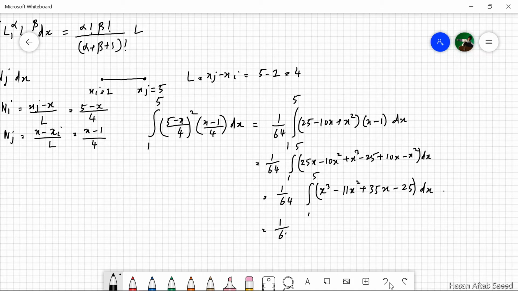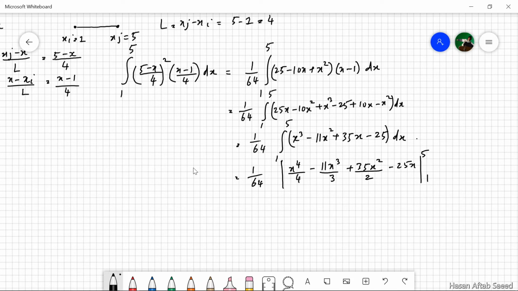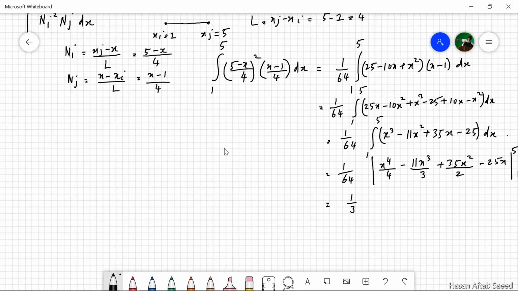which becomes x cubed minus 11x square plus 35x minus 25, which is, let's integrate this: x to the 4 over 4 minus 11x cubed over 3 plus 35x square over 2 minus 25x. We'll take the limit from 1 to 5, and taking the limit, we can verify that this turns out to be 1 over 3.